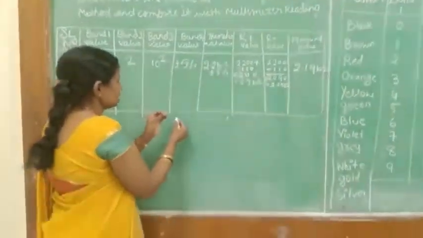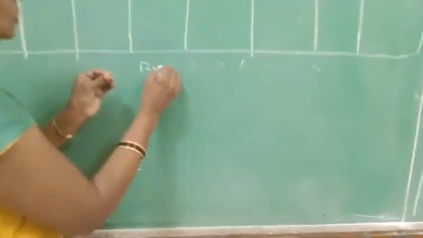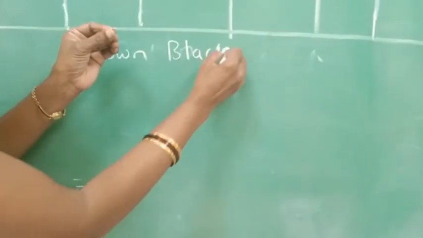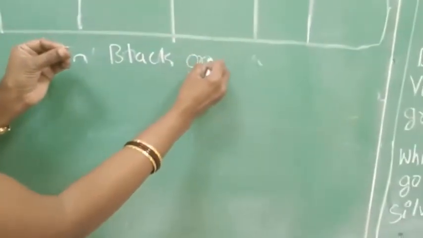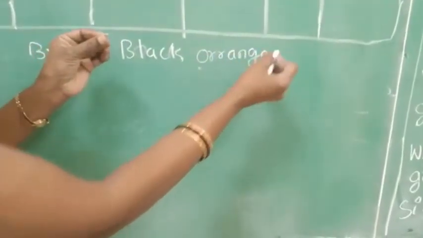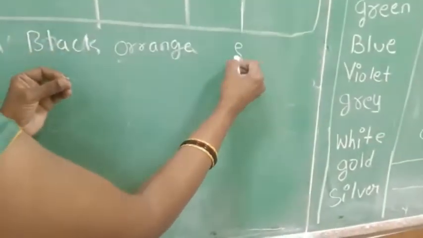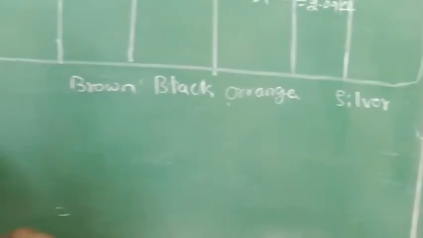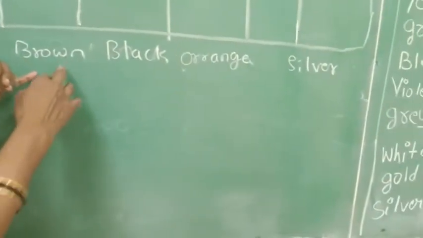The first color is brown. Second one is black, third is orange, and fourth color band is silver. Okay, these are my colors. So what are the values for these colors?